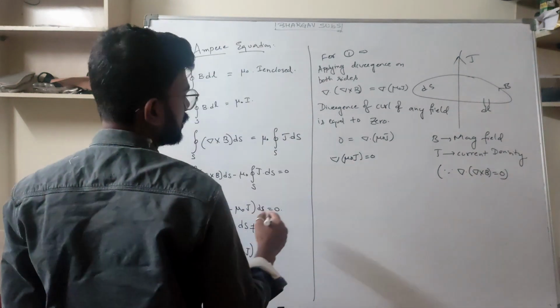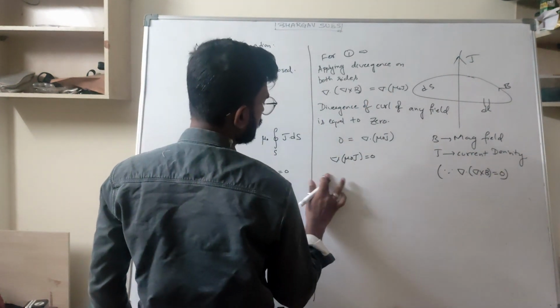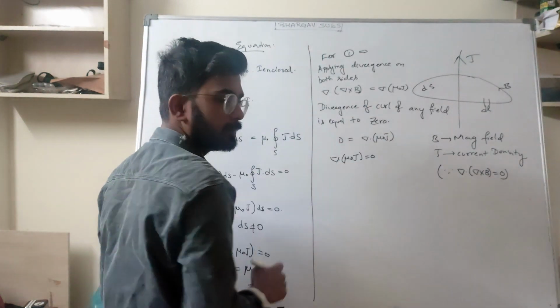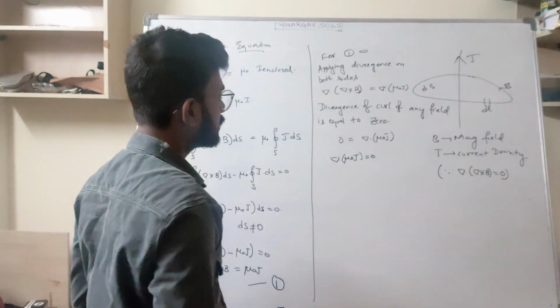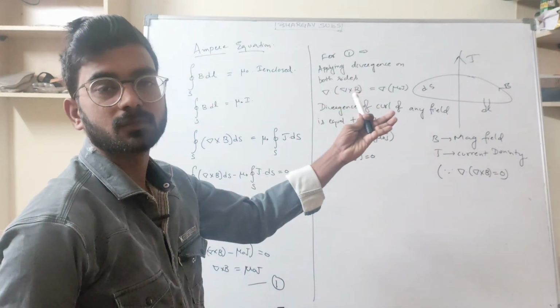So finally I got mu naught J is equal to 0. If you substitute here, you got divergence of mu naught J is 0. So it means what? It is saying there is no current density, but we have current density, right?